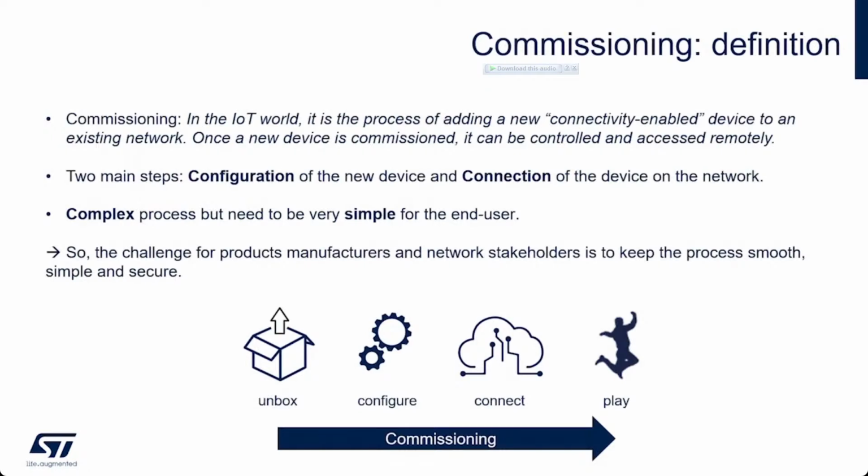So, what is commissioning and why do we need it? In the IoT world, commissioning is the process for adding a new connectivity-enabled device on an existing network for the purpose of being able to access and control it remotely. This is typically the first step taken after a device is removed from its box. Sometimes called pairing, this process consists of two main steps: configuration of the new device and connection to a network.